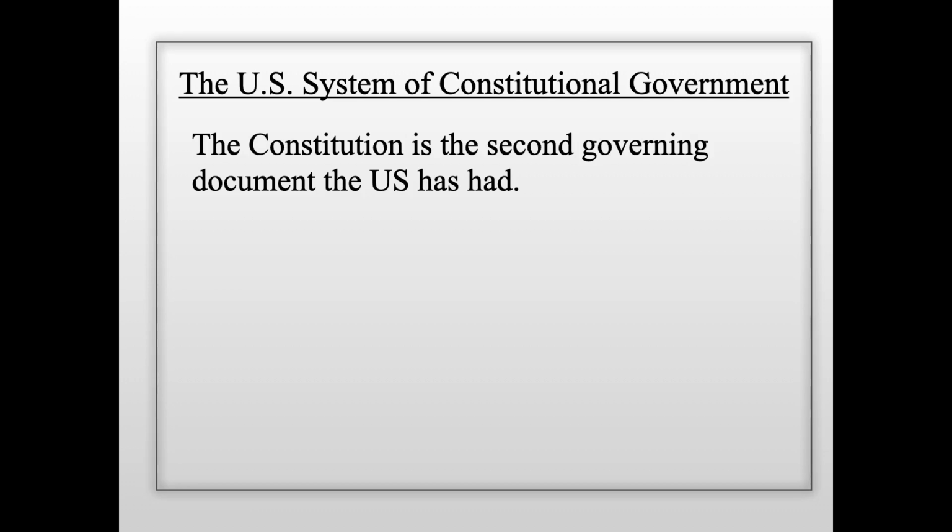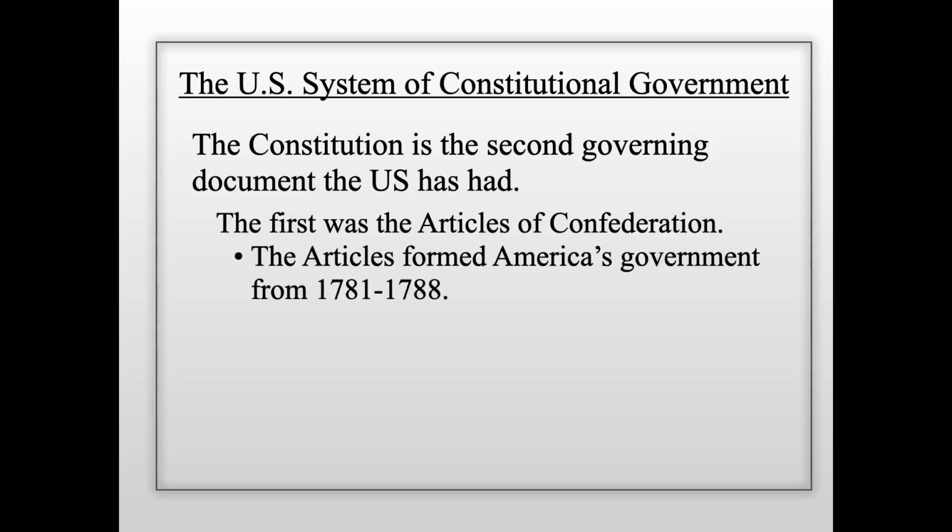Before the Constitution, there was another first government that the U.S. had lived under briefly. That first government was called the American Confederation, and it was created by a governing document called the Articles of Confederation. The Articles formed America's first government that lasted from 1781 to 1788, and it was created a couple years before the end of the American Revolution.